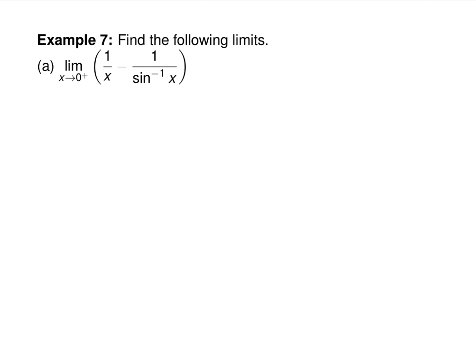But here's a couple that are not like what we did before. So this one is some kind of infinity minus infinity, because 1 over 0 plus makes infinity, and this one also ends up being 1 over 0 plus. So the first thing that I would say is you might as well get a common denominator, because what else are you going to do, right? So that's the limit as x goes to 0 plus of sine inverse x minus x over x times sine inverse x, right?